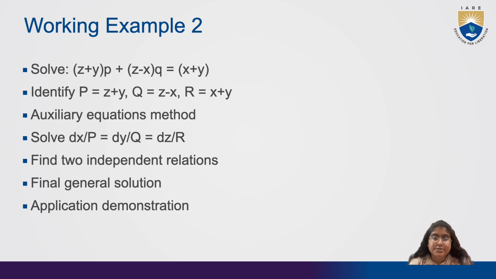Solving the ratios gives two independent relations between x, y, and z. Suppose we solve the first two ratios and find one relation. Then we solve another pair to find the second relation. Once we have two independent integrals, we write the general solution as phi of u comma v is equal to 0. This structured approach ensures that we systematically solve for the entire surface that satisfies the original partial differential equation.